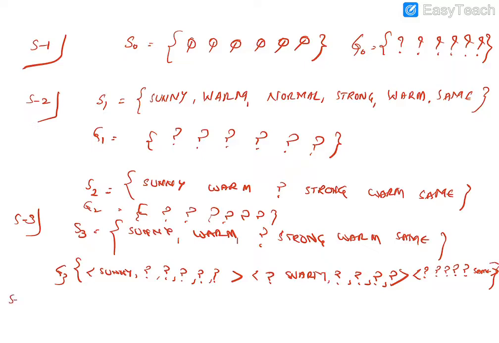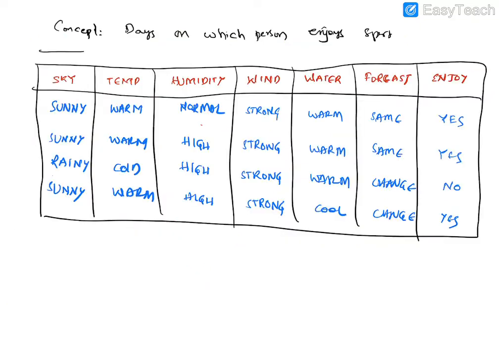And now I am going with the fourth step. What do I need to define? S4. How to define the S4? Again, it is a positive. If it is positive, the specific hypothesis is going to be changed. Well, again we are going to compare. It is sunny. Okay, no problem. Warm. Okay, and already the third one is generalized. It is strong, and here it is cool, and it is change.